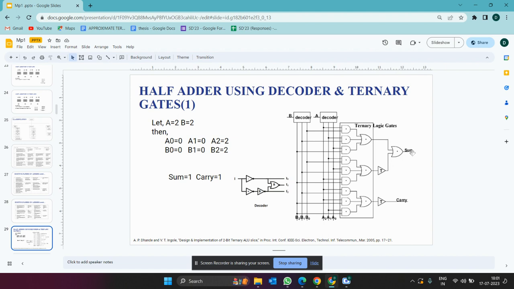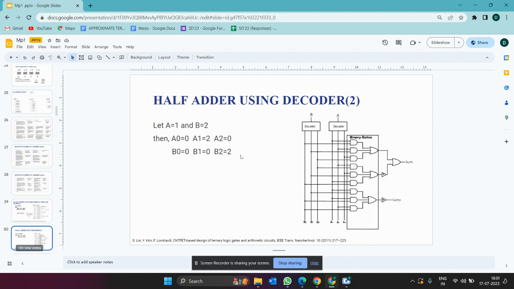And here we get the sum and here we get the carry. Here we use the ternary logic gates and the ternary inverter. This is about the first design, and this is the second one. We have used only the decoder and the binary gates, including the ternary inverters in the sum and also the ternary inverter in the carry.